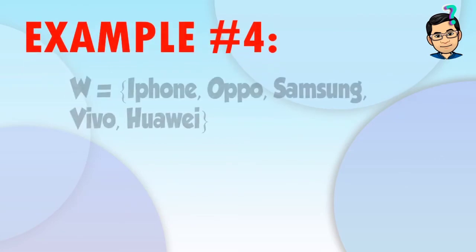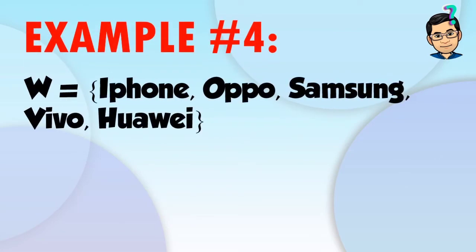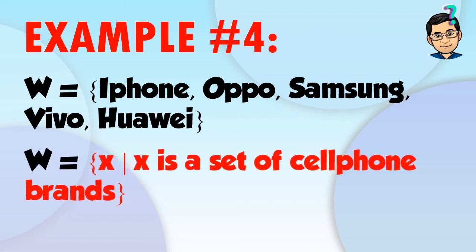Example number 4. So W equals, the elements are iPhone, Oppo, Samsung, Vivo, Huawei. So, ayan, familiar din naman sa atin yung mga ano na yan, yung mga tatak na yan. So, ano yung mga yan? So, X such that X is a set of cellphone brands. So, diba? Brands sila ng cellphone, gadgets na ginagamit natin.